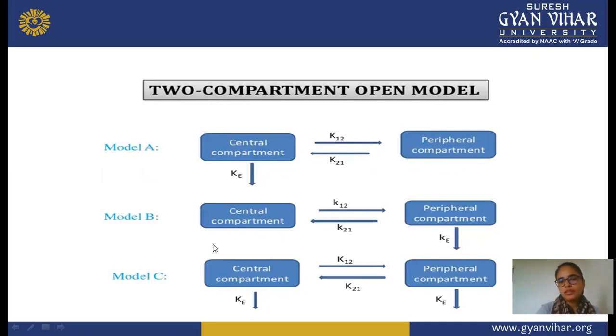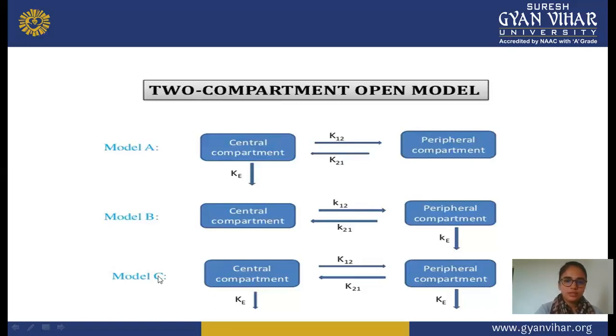Next is model 2, with the central compartment to peripheral compartment. This procedure is the same as for model A, but here only the elimination process is changed. The drug is transferred from the central compartment to the peripheral compartment, but elimination takes place from the peripheral compartment, meaning the drug does not go back to the central compartment for elimination. The drug can go to the central compartment only for reabsorption, where excretion or elimination does not take place; the elimination takes place from the peripheral compartment.